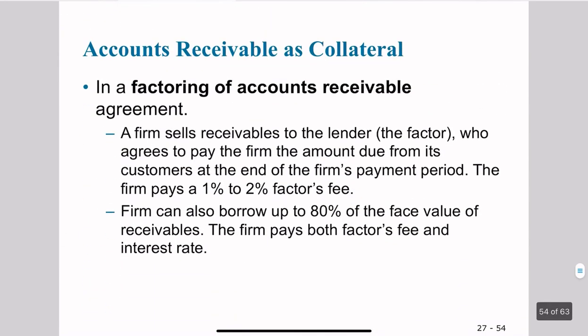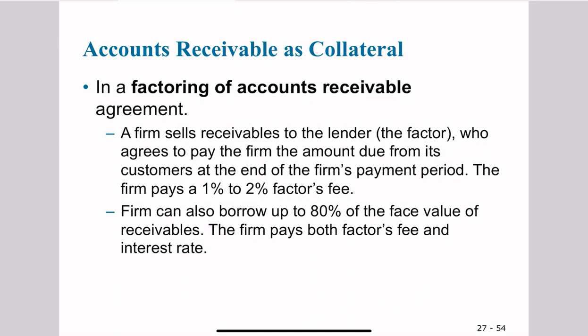And then we could also use factoring. So a factoring of accounts receivable agreement. In this case, a firm will just sell its accounts receivables to the lender, which is also called the factor. And then the lender or the factor will pay the firm the amount due from its customers at the end of the firm's payment period. And in exchange for this kind of service, the firm will need to pay a 1% or 2% factor's fee.